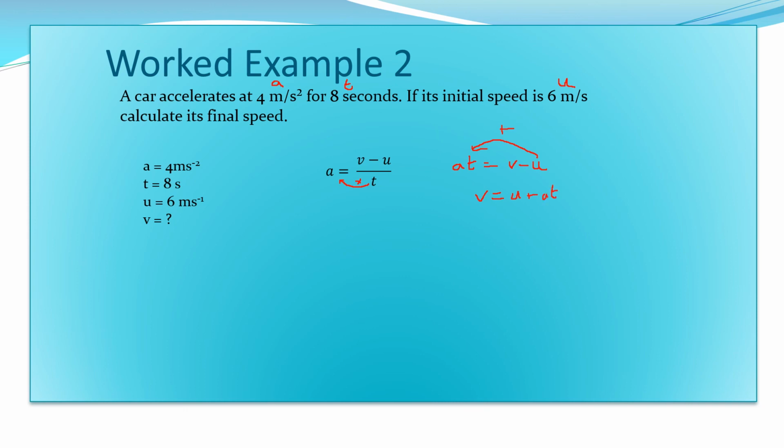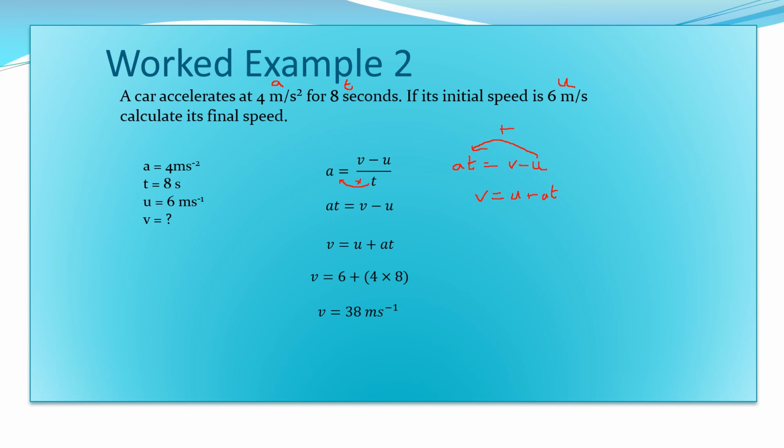However, there's no marks for rearranging it properly, and you'll be using these rearranged forms quite often, so it's quite handy to just remember, if you can, the rearranged form. Hopefully though you are comfortable enough rearranging it. So our final speed equals the initial speed plus the acceleration times the time, and we just substitute in. So v equals 6 plus 4 times 8. So v equals 38 meters per second.